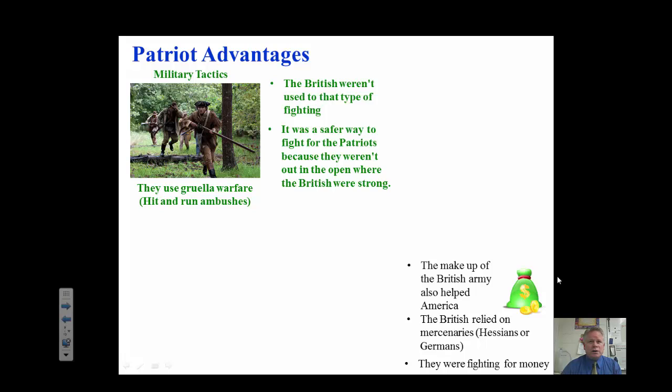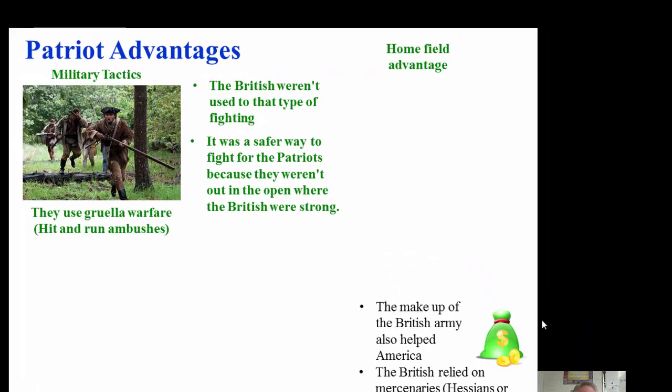When the fighting got tough, if you died, you weren't going to be able to spend that money. But the Americans really had no chance. They were going to have to fight to the death because they were protecting their homes. So their next advantage was the home field advantage.